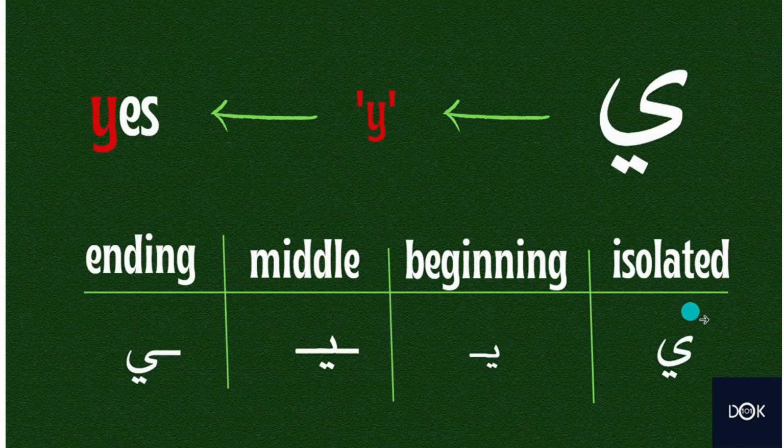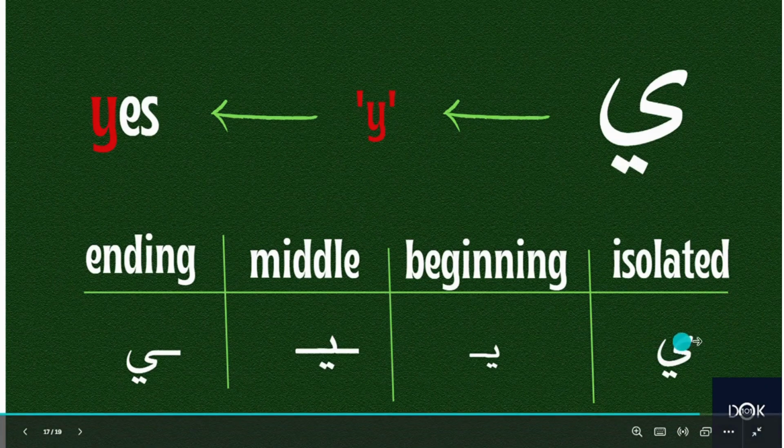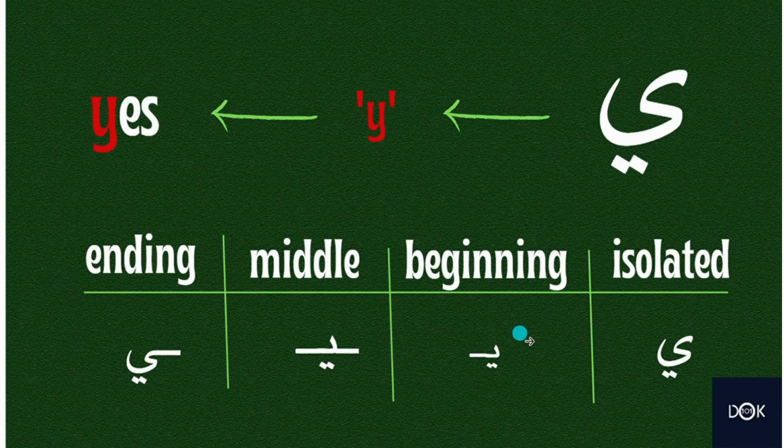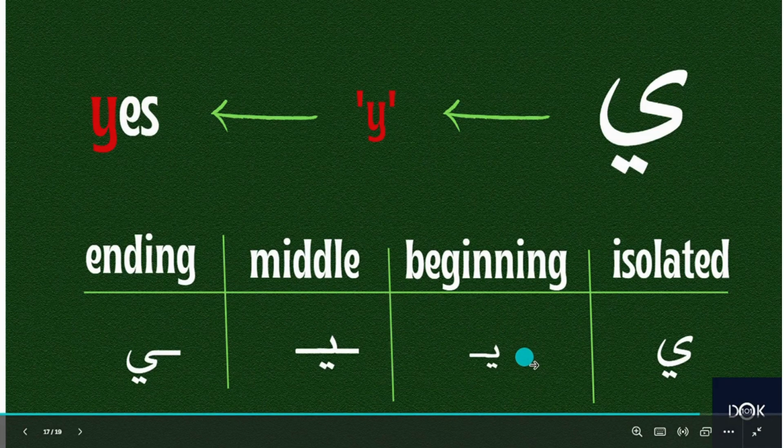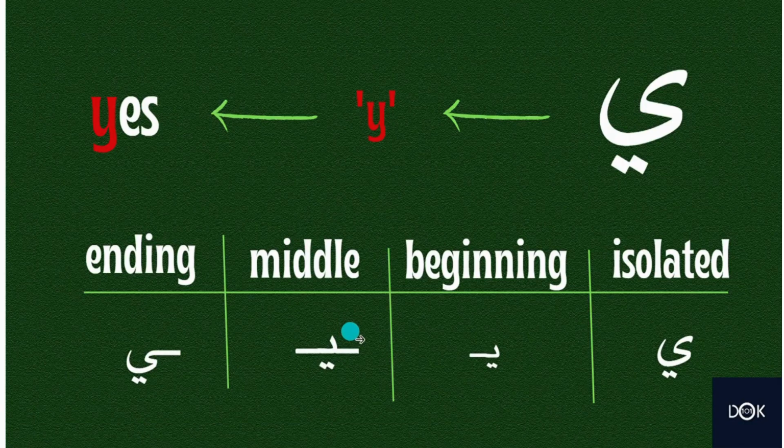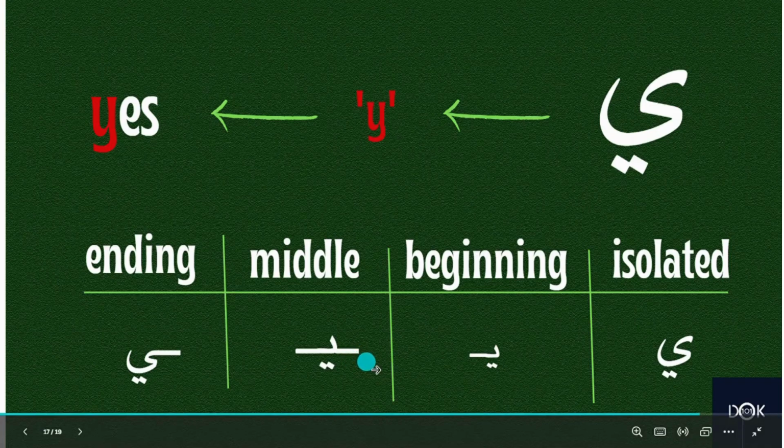When Ya is written in an isolated form, it looks kind of like the letter S with two dots under it. And at the beginning, it is written like the letters ba, ta, tha, and noon as well, but it has two dots under it. Then in the middle of the word, it is connected to the letter before it as well as the letter after it, just like the letters ba, ta, tha, and noon. And it has two dots under it. Now these two dots will remain there.